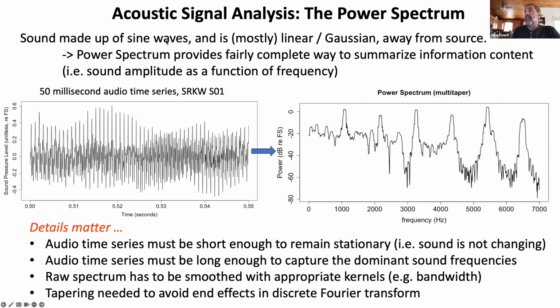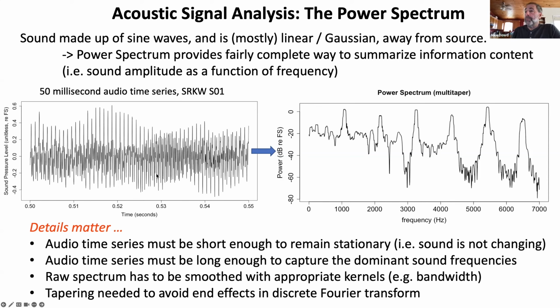Since sound is made up of sine waves, Fourier analysis and power spectra are a natural way to look at things. So what does a power spectrum do? It basically decomposes the sound amplitude by frequency. And it's a pretty complete way to summarize sound, simply because sound is made up of a superposition of sine waves.